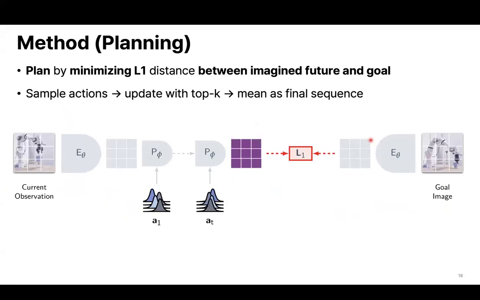And then in the planning stage, the model imagines possible future states and compares them to a goal image in the latent space. This goal image is given in these scenarios. So it plans by minimizing the error distance between the imagined future and the goal. And to find the right sequence of actions, it samples multiple candidates, keeps the top K, and averages them to produce a final action plan.